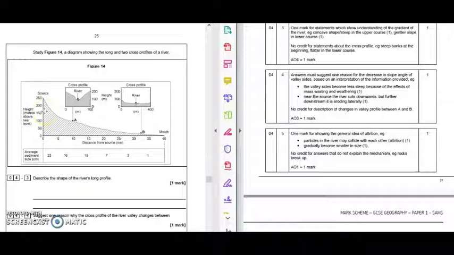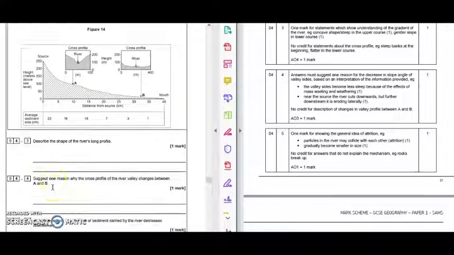So for instance, we could say that it is very steep, this is called the upper course nearest the source. So the upper course is very steep, and then it gets less steep the closer to the mouth, or it gets less steep in the lower course.